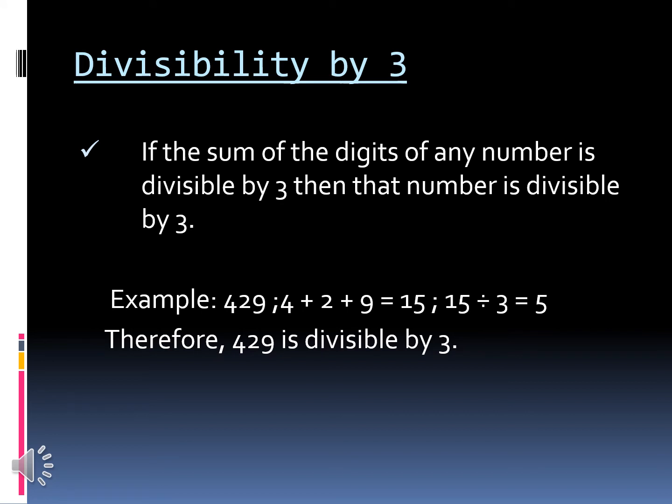Let's take up an example, 429. So there are 3 digits, 4, 2 and 9. So let's find out the sum of the digits. As you can see, 4 plus 2 plus 9 is equal to 15.